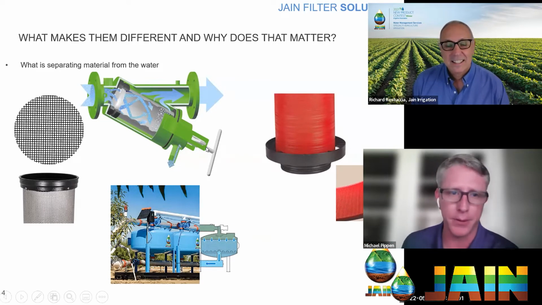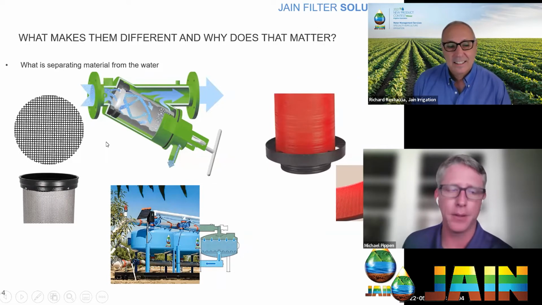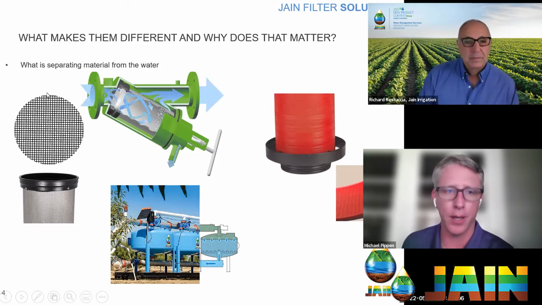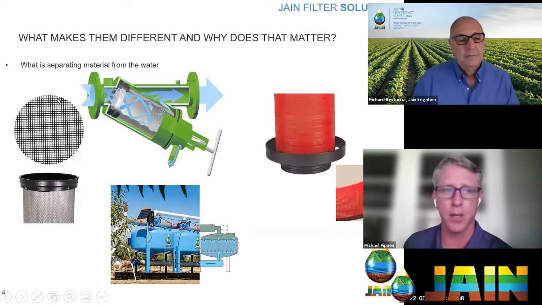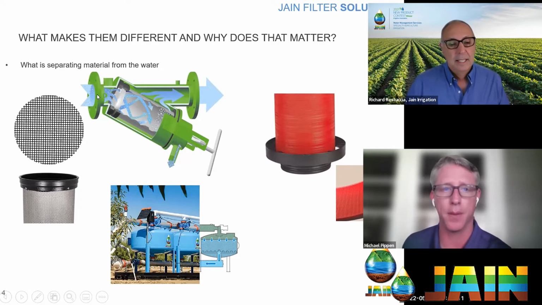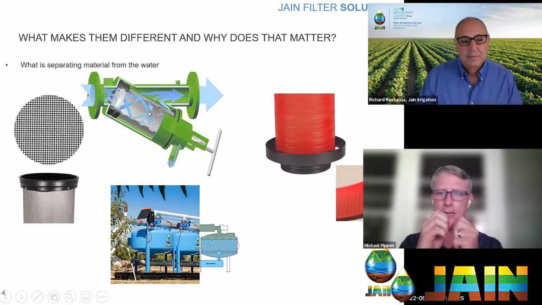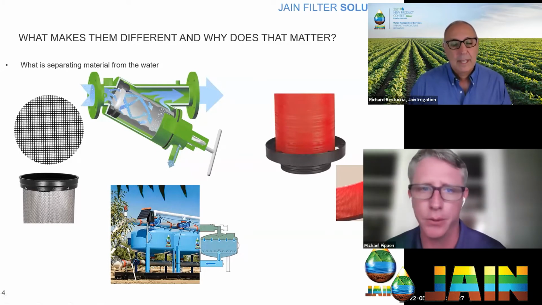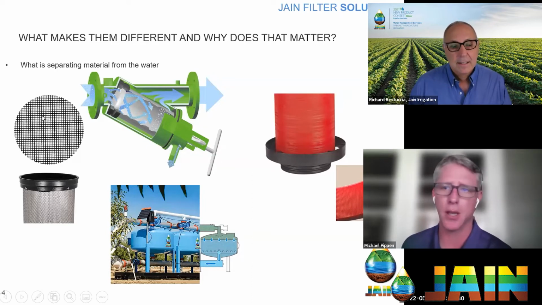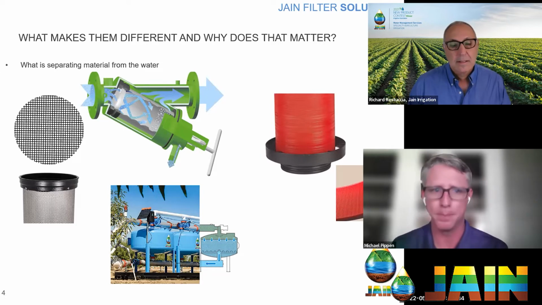In a screen filter here in the top left, you'll see how it operates. The water comes in one side, in this case from the left. The water goes into the center of the cylinder. Here's a little graphic of a screen filter cylinder, a screen filter element. The water goes in the inside and filters from the inside out. That's how a screen filter works. It's a screen just like you'd have on your door or on your front porch that keeps the mosquitoes out, right?